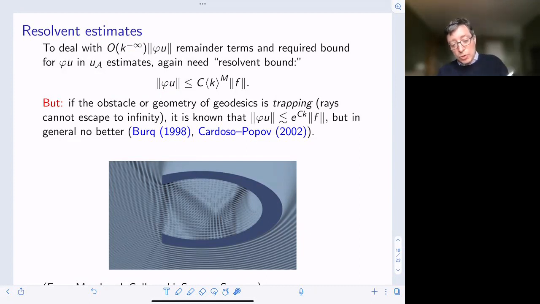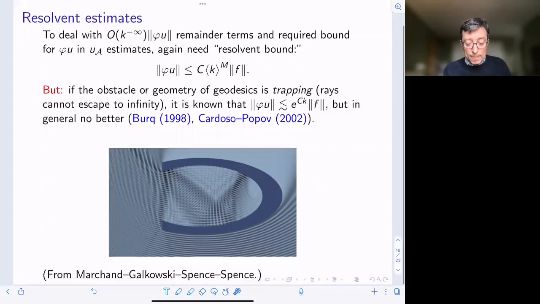So, in cases where there's trapping of classical trajectories, such as this guy, where say a billiard ball can bounce back and forth between the top and bottom of this cavity, and indeed do so in a rather stable fashion so that a perturbation of the original trajectory still stays trapped. It's known by work going back to Burke and Cardozo-Popov, I think, that U is exponentially bounded in terms of F, but no better. No better.